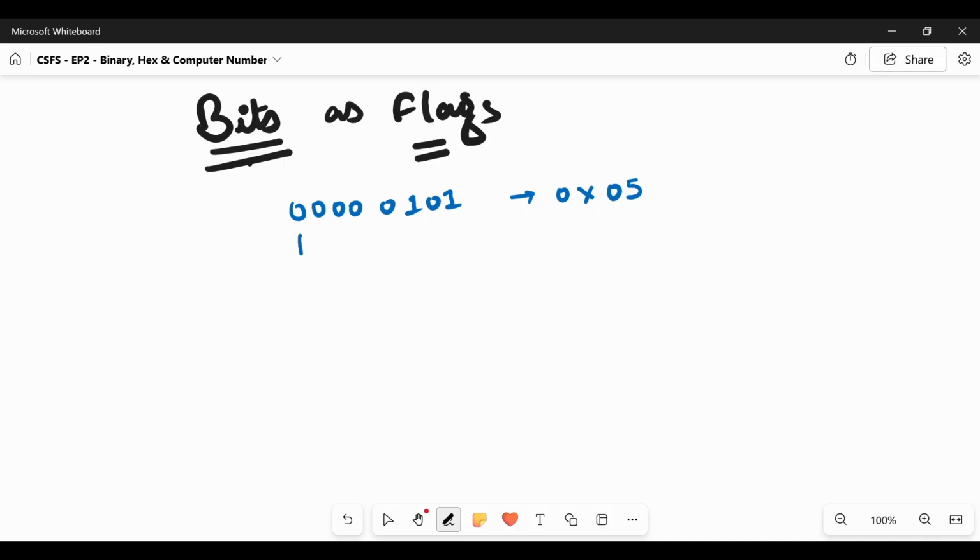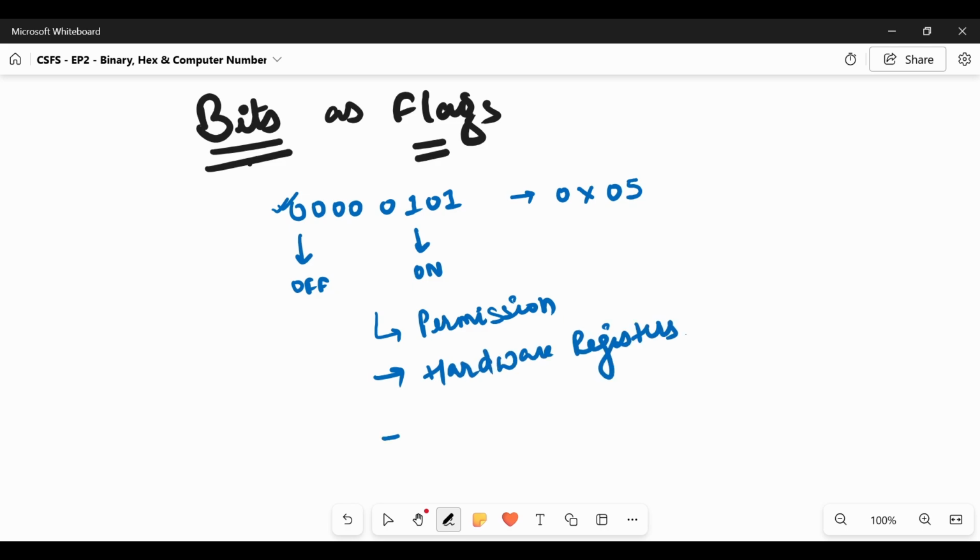Okay. Where 0 means off bit and 1 represents on bit. Voltage signal high, voltage signal low. We can see these formats are used everywhere. They are used for permissions. All the hardware flags are mapped, all the hardware registers are mapped in this format. They are used in networking and protocols. We will cover bits as flags in great detail in our 7th episode.